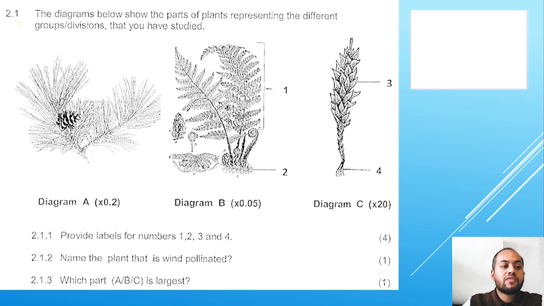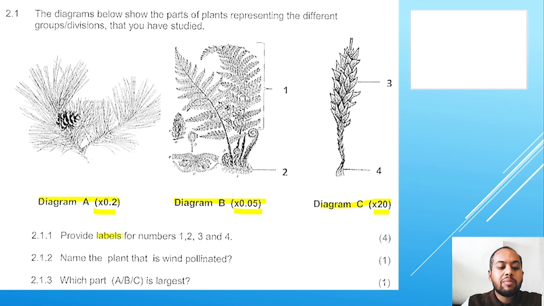The next question is taken from 2.1, which reads, the diagrams below show the parts of plants representing the different groups or divisions that you have studied. So diagram A, diagram B, and diagram C. You notice that each diagram has its own magnification. And obviously the reason for that is some of the plants are generally smaller than others. The moss plant being the smallest plant division that we have studied.